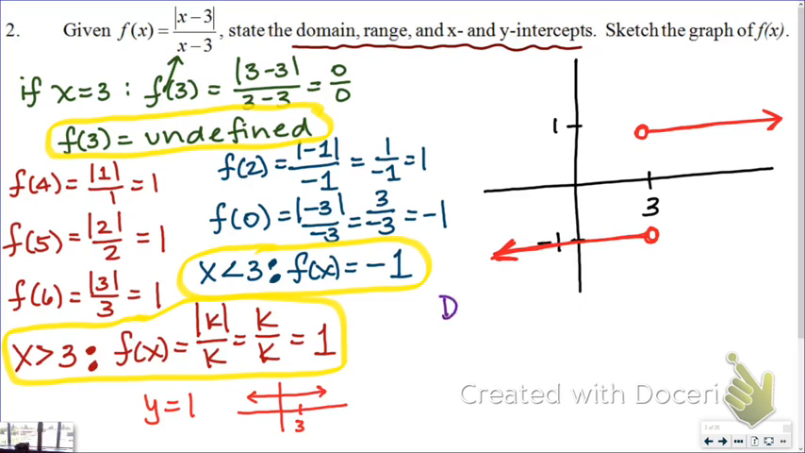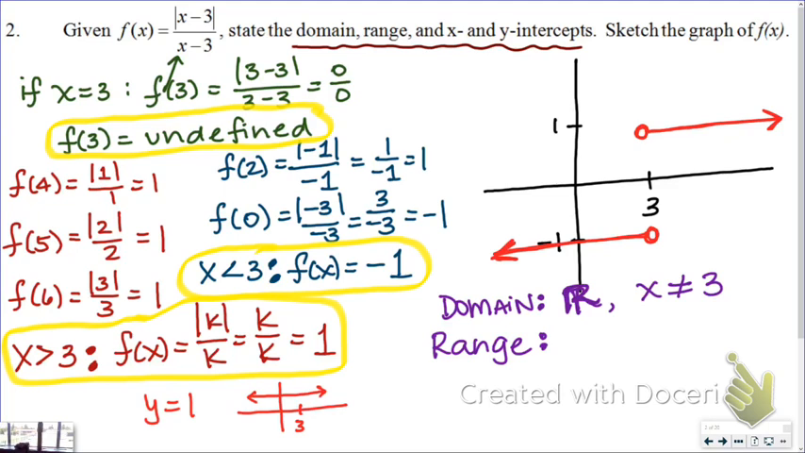Okay, the domain. That is asking, what can x be? And x can be anything except 3. So I've written here all real numbers except 3. Okay? What is the range? What can y be? Well, the range only has 2 values. The only thing y can be is 1 or negative 1. There are only 2 values in the range. X-intercepts, we're looking at the graph. There are none.